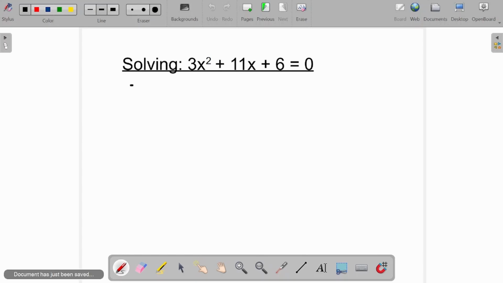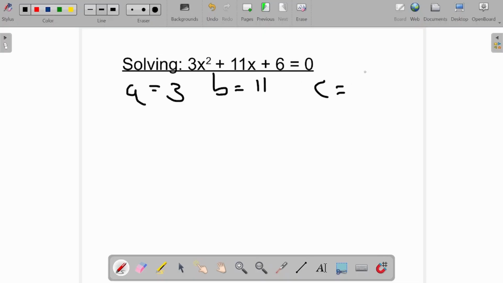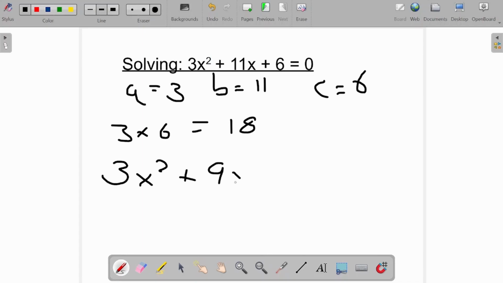So for this one, we have to write out what a, b, and c are. So a is equal to 3, b is equal to 11, and c is equal to 6. So we have to times a and c together, so that is 3 times 6, which is equal to 18. Now we have to find two factors of 18 that adds to make 11. In this case, it is 9 and 2. So now we can write it like this, 3x squared plus 9x plus 2x plus 6. Now we can split these into two groups and put them into brackets.